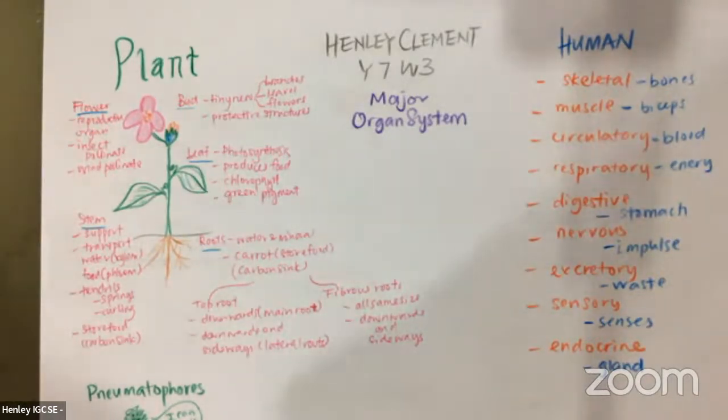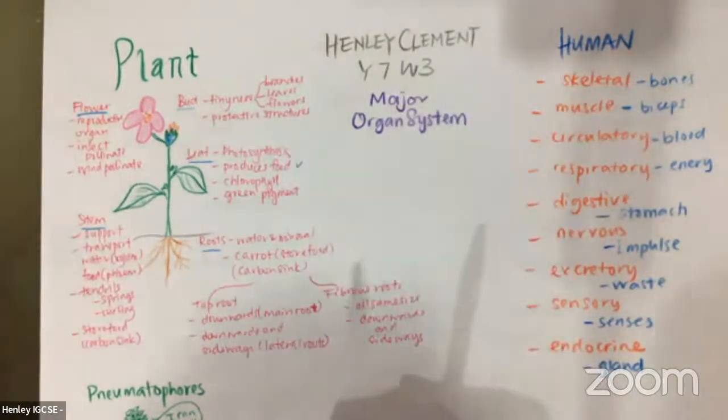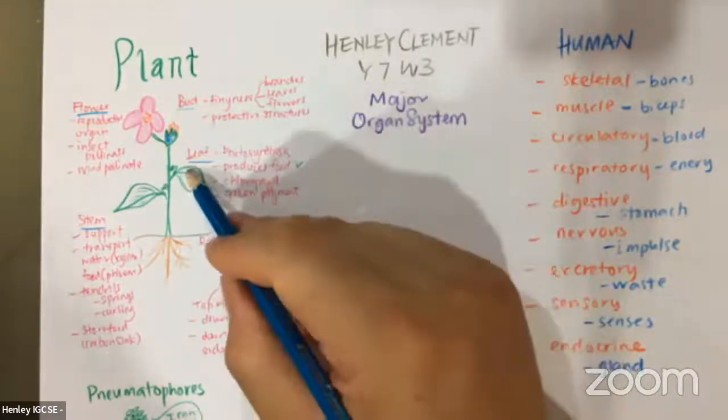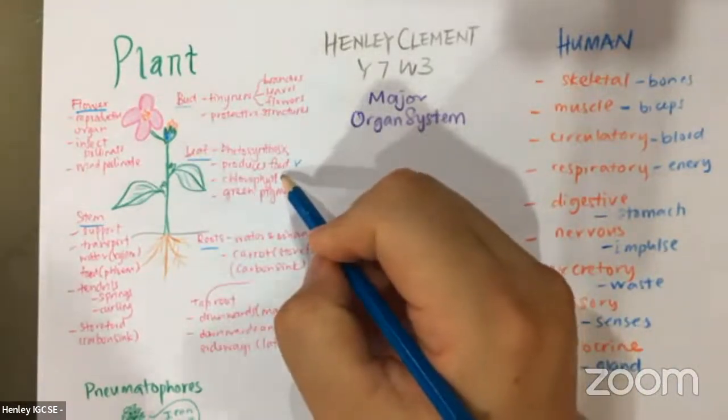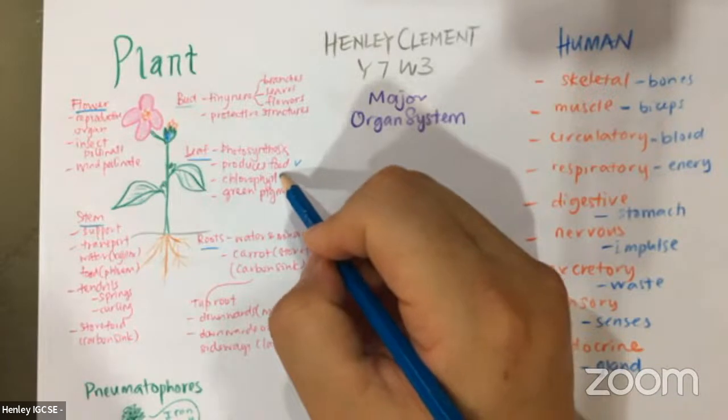The next is the leaf. Okay, the leaf is the green factory of the plant. These are the food factory of the plant. They absorb the energy from sunlight and produce food through a process called photosynthesis. And then the green pigment inside the leaf actually is the chloroplast, which contains the chlorophyll.